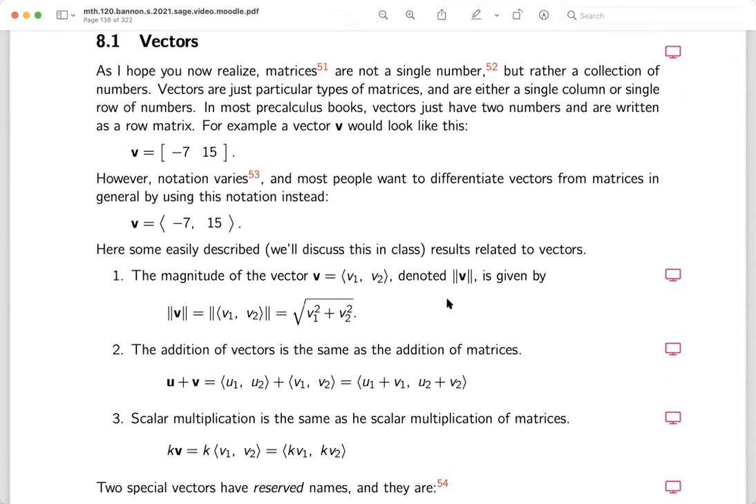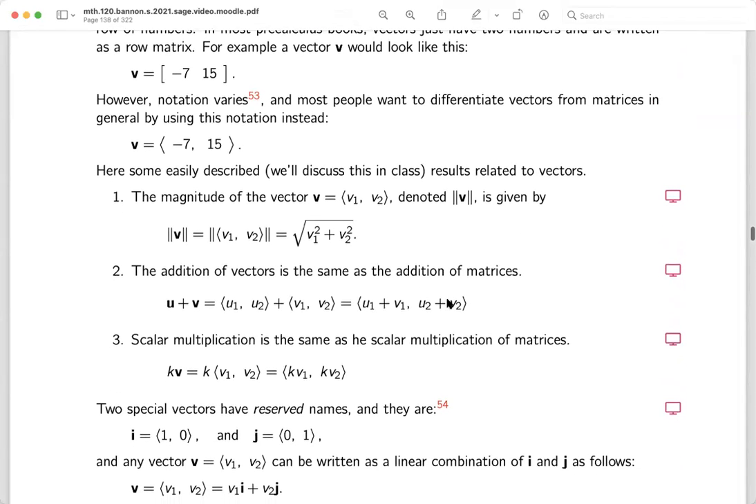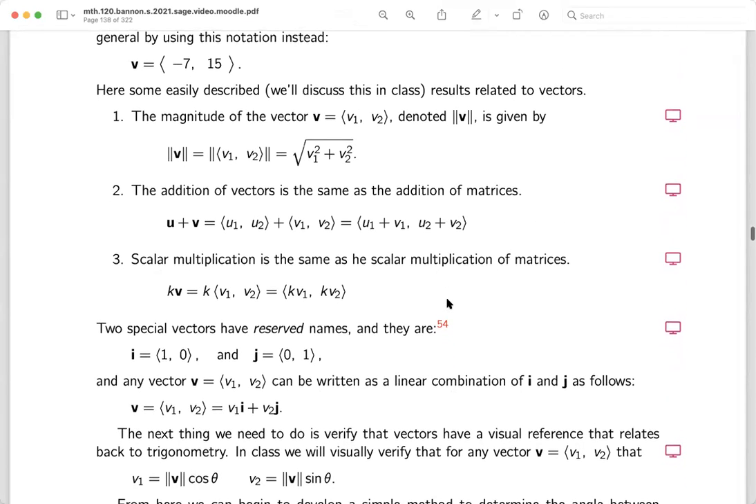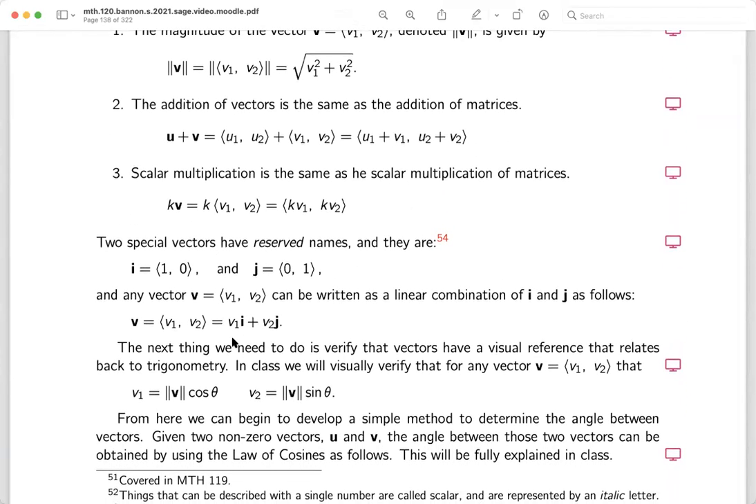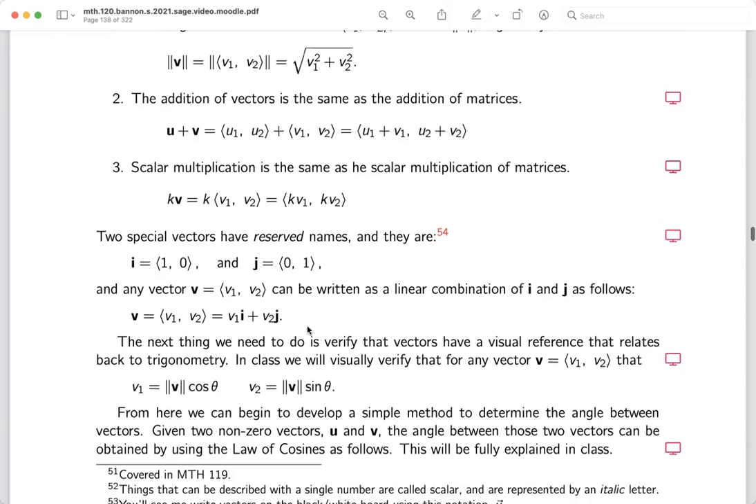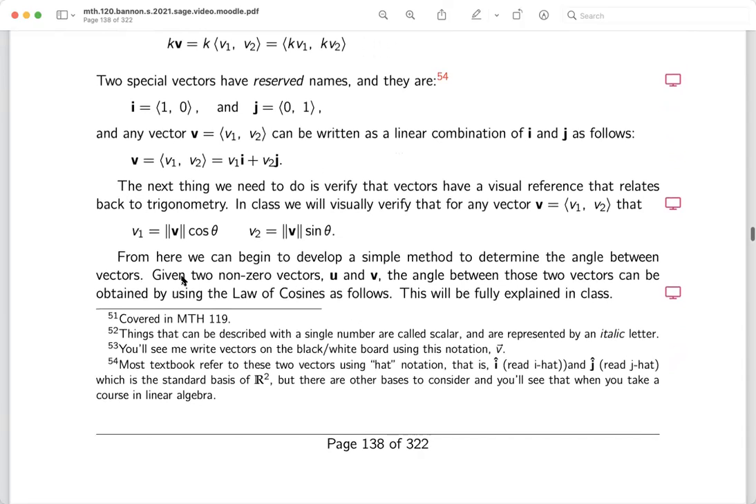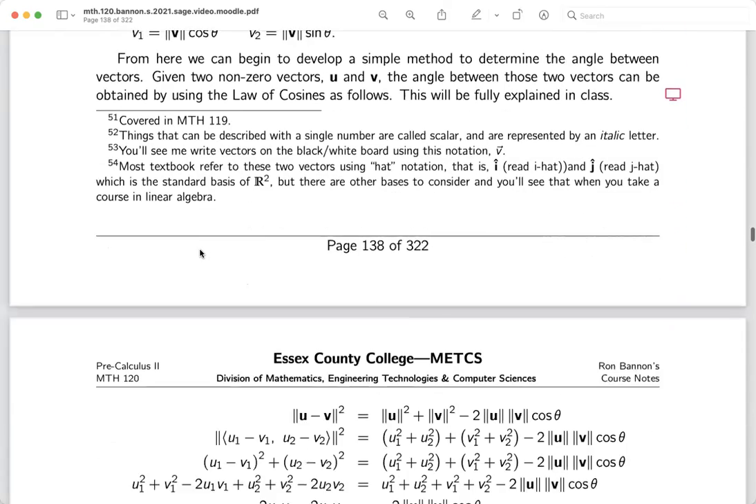We talked about magnitude. We talked about the addition of vectors. And we talked about the scalar multiplication of vectors. Basically, just a scaling. We talked about standard vectors. These are basis vectors, i and j. We talked about how to rewrite a vector v as a linear combination of i and j vectors. We talked about their components being related to the trig that we've discussed. It's important you know the trigonometry of these vectors.